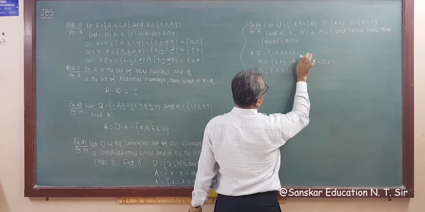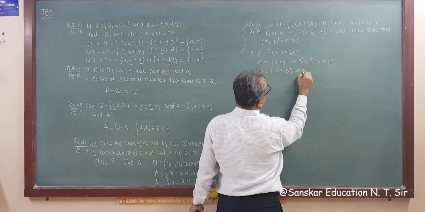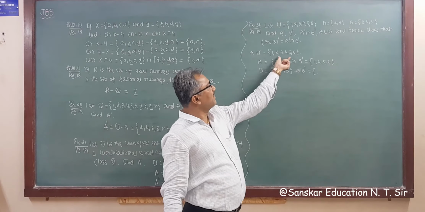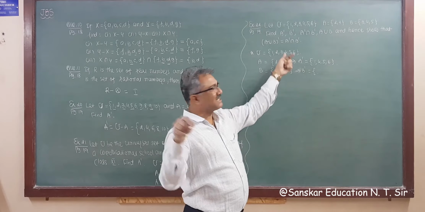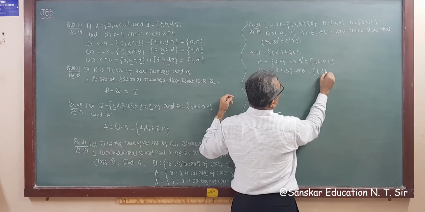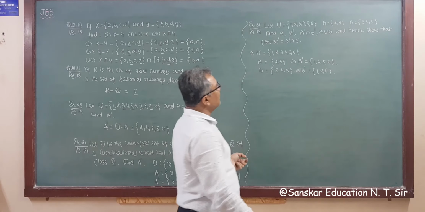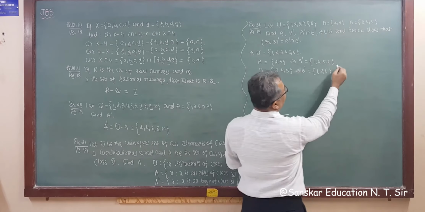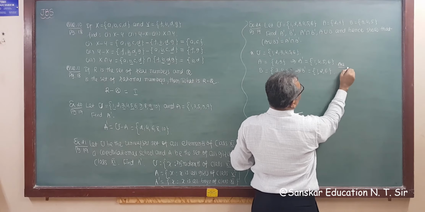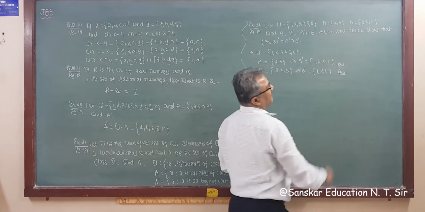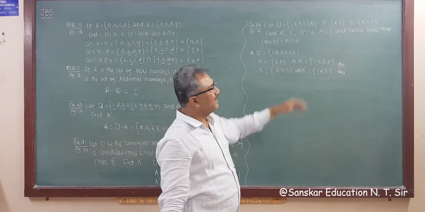So this implies B dash is equal to, so remove 3 4 5 from U, you will get B dash. So 1 2 3 4 5 and 6. So B dash is 1 2 6. So your first answer is A dash, this is your first answer. B dash is your second answer. So no need to write first and second, we write directly there.